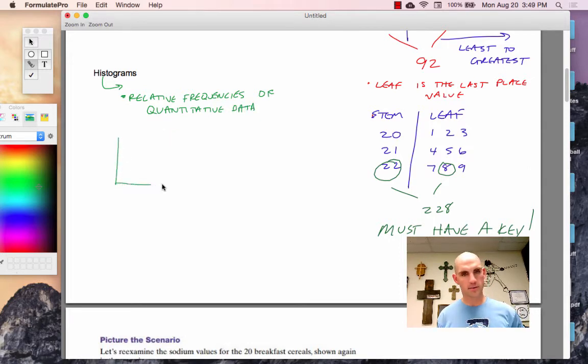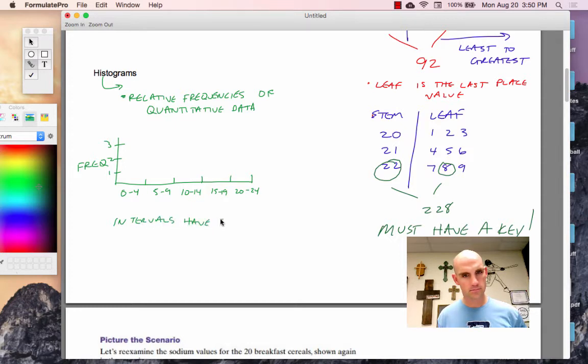And my histogram looks like this. I've got my frequency over here. And I'm going to have my bins down here. And my bins are going to be divided into these intervals. So I'd have something like this: 0 to 4, 5 to 9, 10 to 14, 15 to 19, 20 to 24. And so my intervals have to have endpoints. Okay, so 0 to 4 falls in this bin.